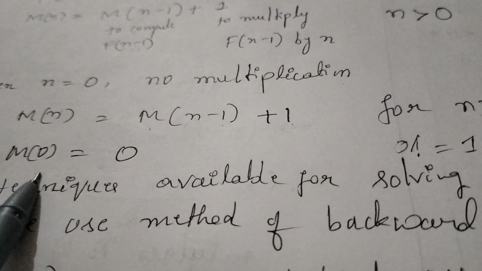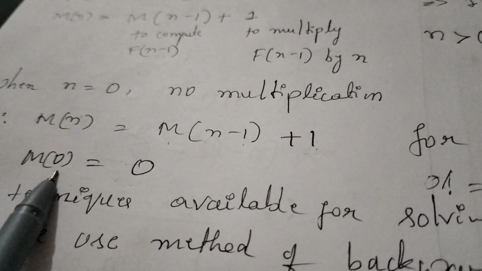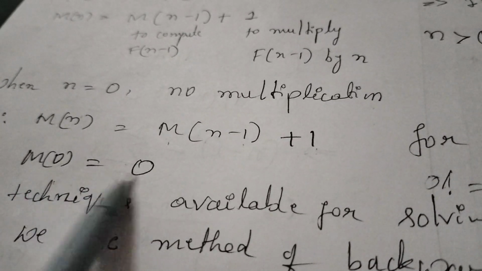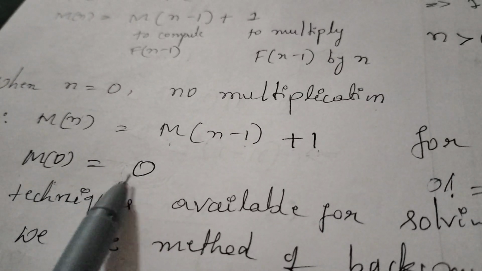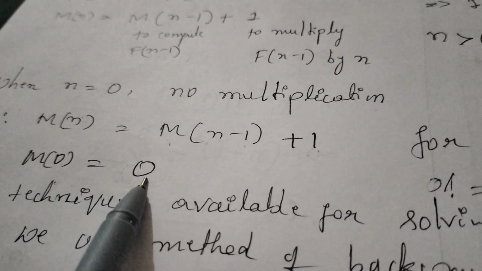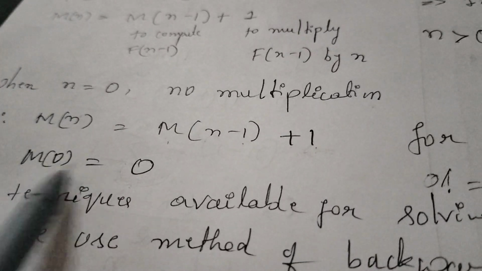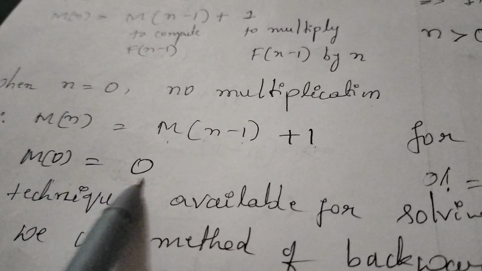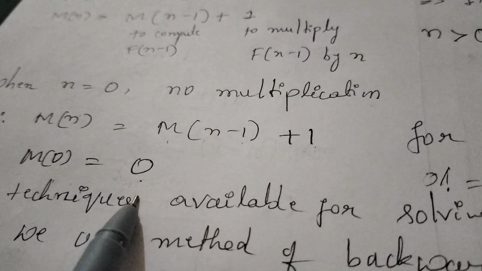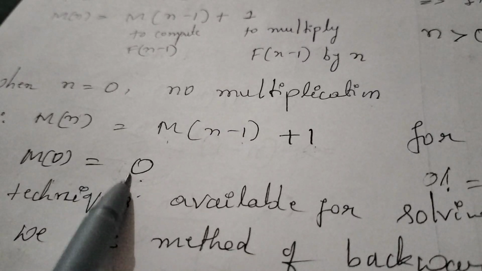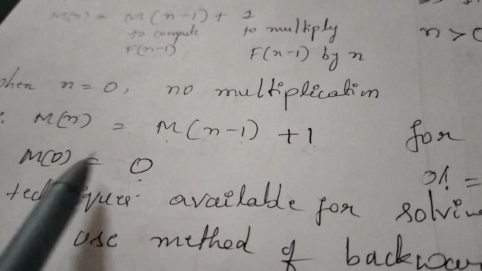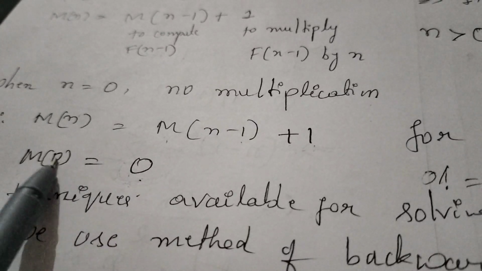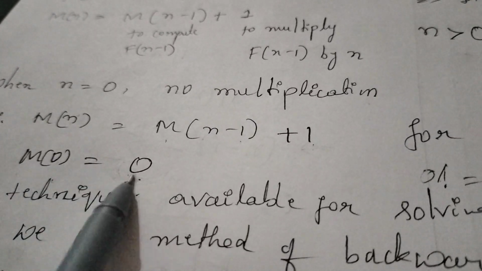But here what we are saying is, when n value reaches 0, we will not be performing any multiplication. We are not supposed to write the value of 0 factorial here. We should mention whether we are going to perform multiplication when n is 0 or not. It is not the value of 0 factorial. So when n is 0, we are not going to multiply anything.